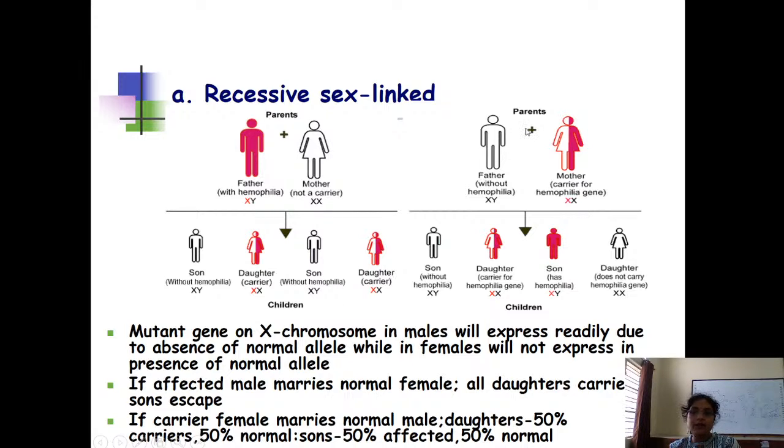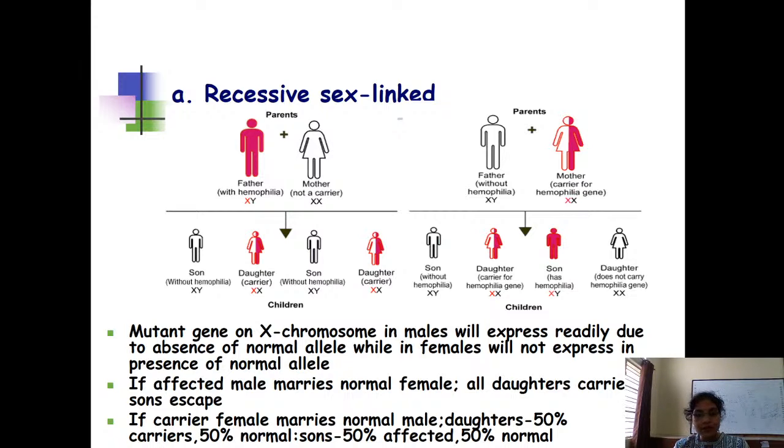Next, if the father is without hemophilia and mother is a carrier for hemophilia gene. Now, the son will be without hemophilia, daughter will be a carrier for hemophilia, and the son has hemophilia because he'll get one X from carrier mother, Y from father. So he will have hemophilia. Next, daughter, and she does not carry any hemophilia gene. Okay. So mutant gene on X chromosome in males will express readily due to absence of normal allele, while in females will not express in presence of normal allele.